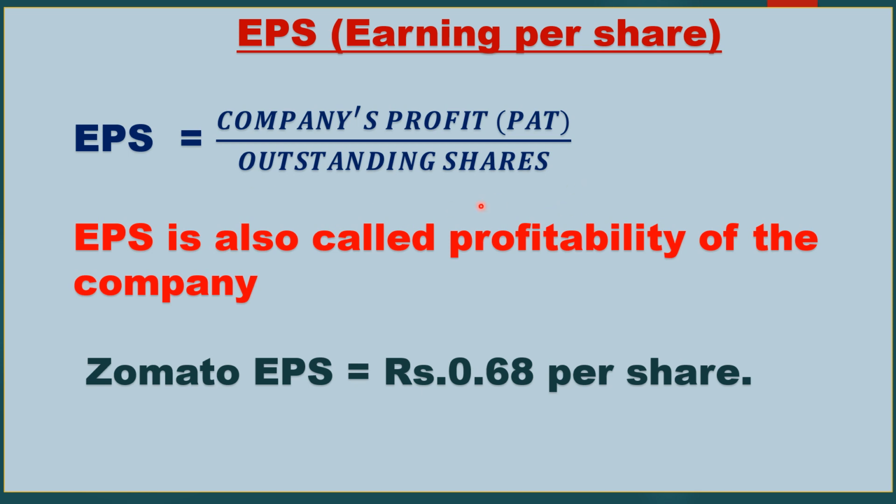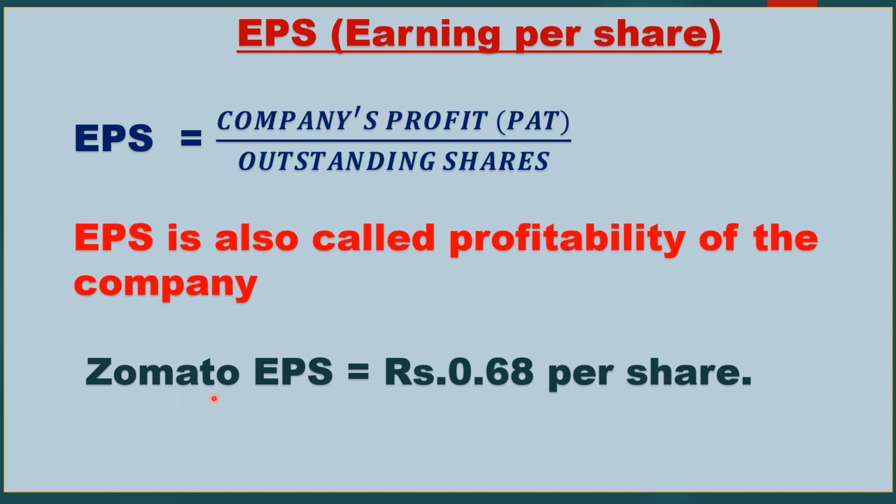The company issues shares to investors. The total number of shares the company issues to investors and brokers is called outstanding shares. And suppose EPS is very high, that means it is a highly profitable company. It earns good profit, it gives good profit. EPS is also called the profitability of the company.